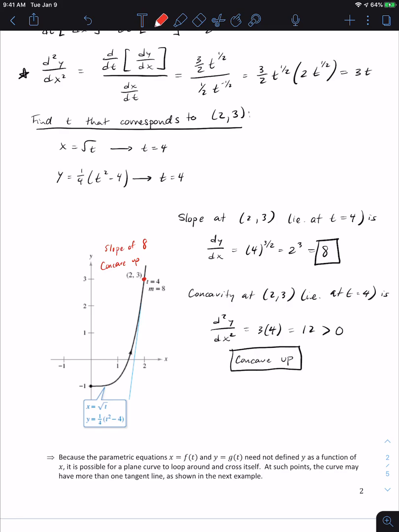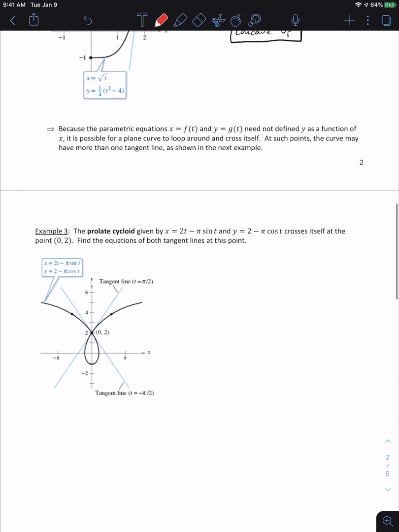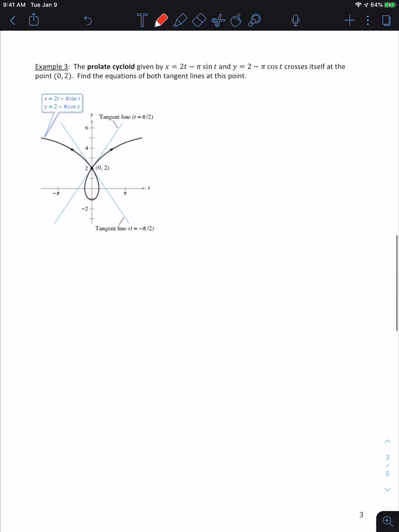So a little note here: the parametric equations x equals f of t and y equals g of t need not define y as a function of x. That means it's possible for a plane curve to loop around and cross itself. In general, when we talked about y as a function of x, it had to pass the vertical line test in order to be a function. Now, since these parametric equations don't have that stipulation, we can have curves that cross themselves, and therefore curves that have more than one tangent.